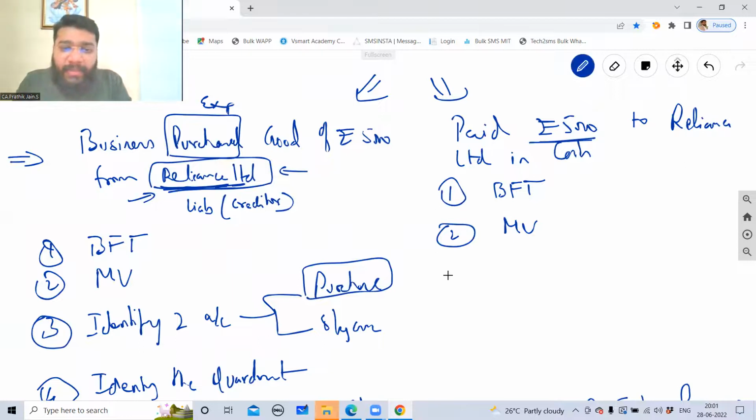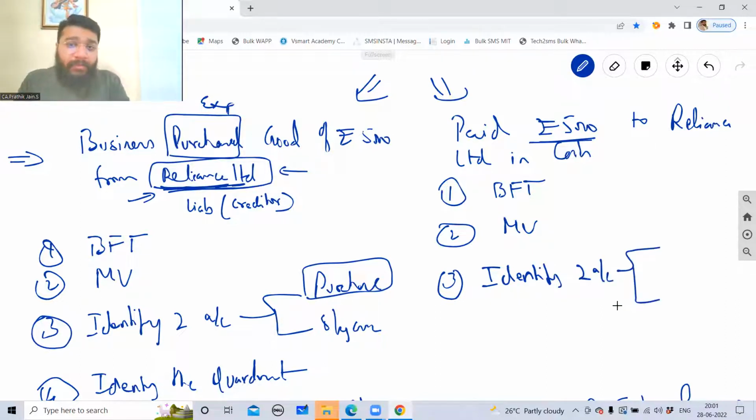Having said that, now please identify which two accounts will get affected. Online people are waiting for responses. Which two accounts will get affected? Yes, sir. Cash account and Reliance Limited. So two accounts getting affected, cash account and Reliance Limited.